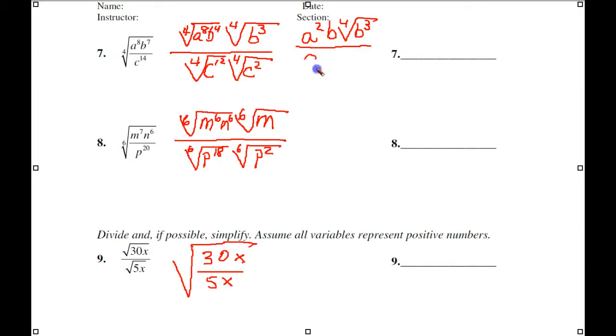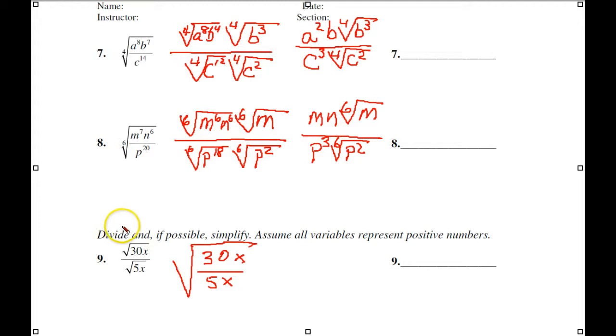This will be c to the 3rd, the 4th root of c squared. And this will be mn, the 6th root of m, and this will be p to the 3rd, the 6th root of p to the 2nd.